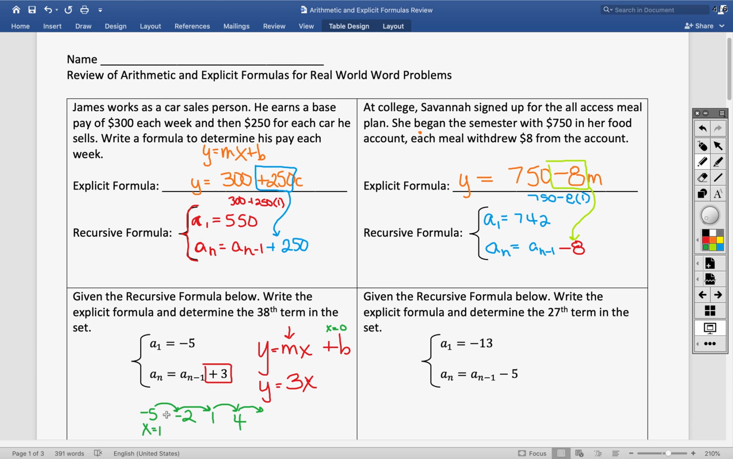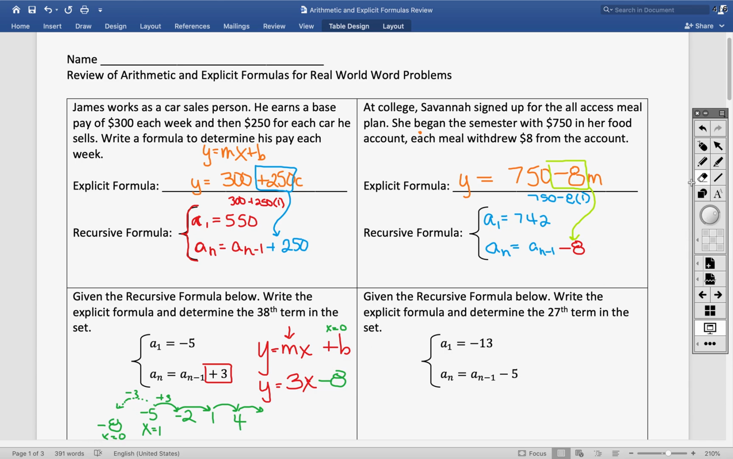So how do we go backwards? Well, we go backwards by doing the opposite of plus 3. And what's the opposite of plus 3? Well, the opposite of plus 3 is to minus 3. So a negative 5 minus 3 is going to be a negative 8. And that is where x is going to be equal to 0. So we write our explicit formula: y equals 3x minus 8.